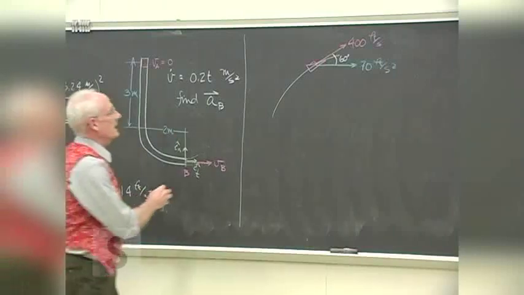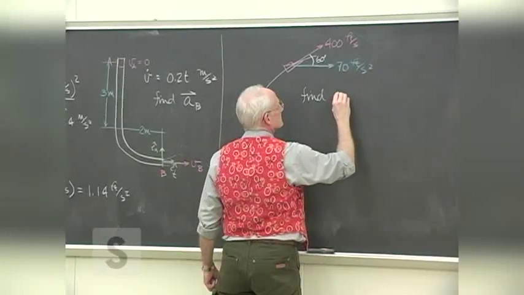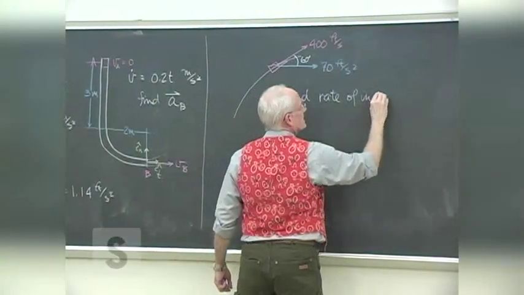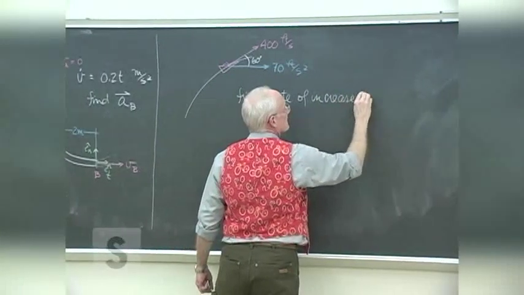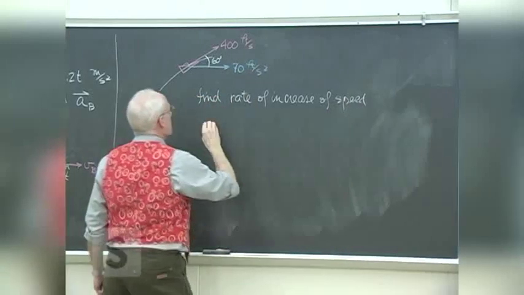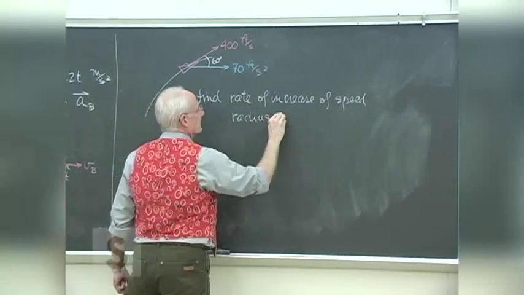So find two things. Rate of increase of its speed, and find the radius of curvature.